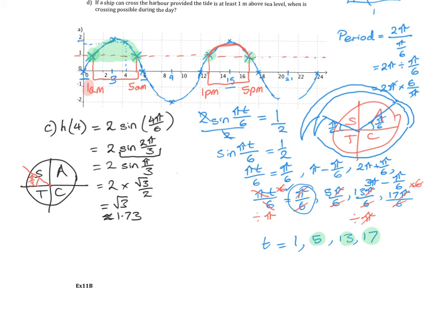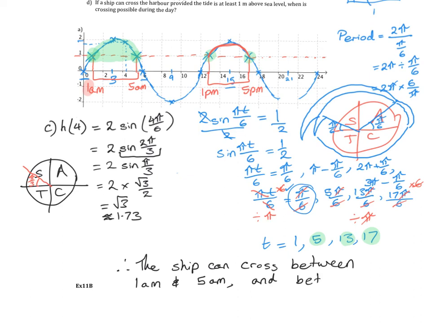So they're the times. Let's write a sentence to answer it. Therefore, the ship can cross between 1 a.m. and 5 a.m. and between 1 p.m. and 5 p.m. So we've answered our question in a sentence because it was asked in a sentence, and that's how you use models to problem solve.